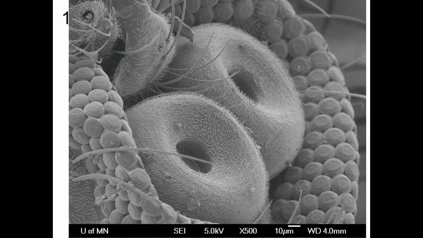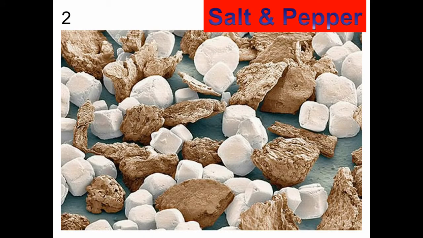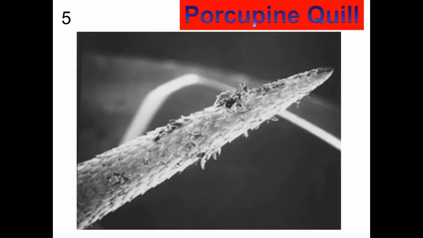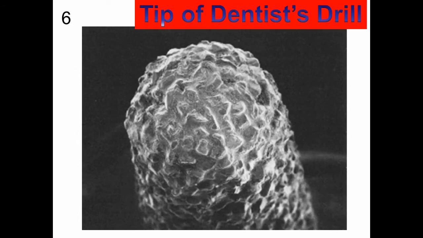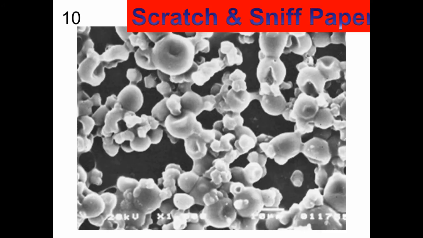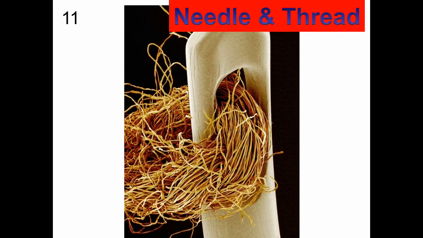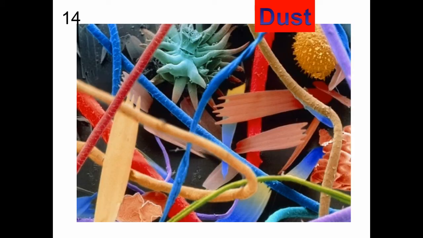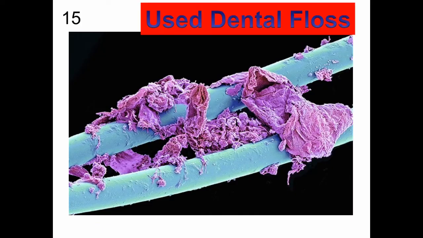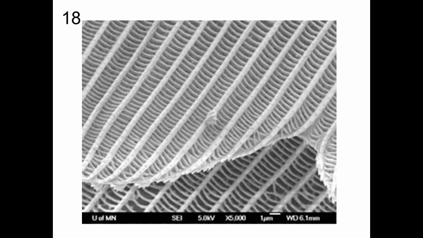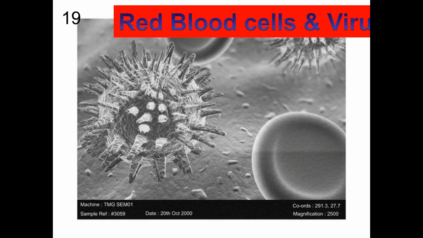Alright, and now for the fun, let's figure out what all these pictures were. That was the mosquito eye, that was salt and pepper, a deer tick head, the foot of a housefly, a porcupine quill, the tip of a dentist drill, toilet paper, Velcro, a staple and paper, scratch and sniff paper, needle and thread, a toothbrush, a used Q-tip, dust that has added color because SEM images are only black and white and gray, that's used dental floss, human eyelashes, instant coffee granules, a butterfly wing, red blood cells, and a virus, two viruses.